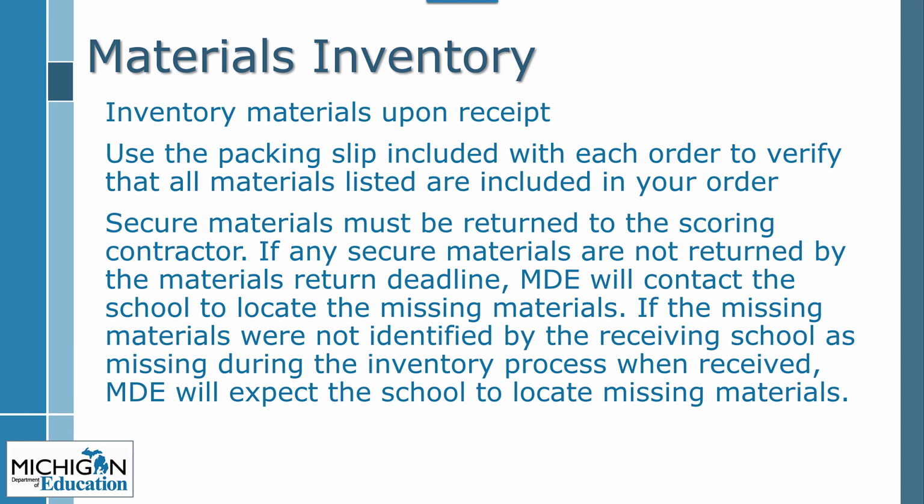If you do inventory and there are any materials that are on your packing list that you did not receive, call 1-877-560-8378 and select option 3. Or you can send us an email at mde-oeaa@michigan.gov so that we can locate the missing secure materials. This is important because failure to return all secured materials may result in the district or school being placed on a future monitoring list.